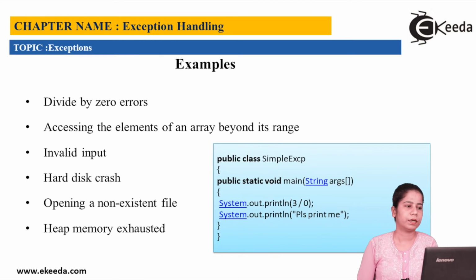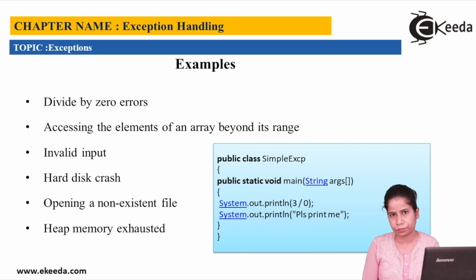Here there are some examples. Division by zero errors, as we have already discussed, are arithmetic exception types. Another is accessing an element of an array beyond its range. I have an array with a range of 5, and you try to get the element at the 6th position, which is wrong. That is a logical mistake.